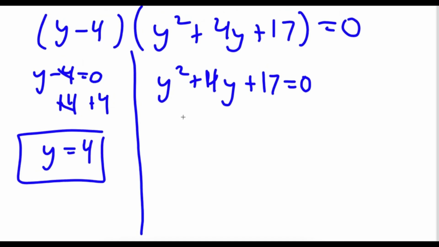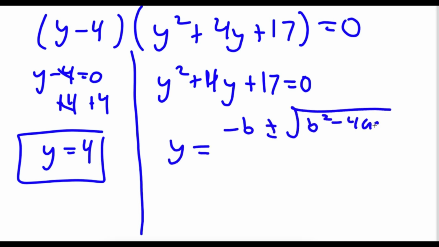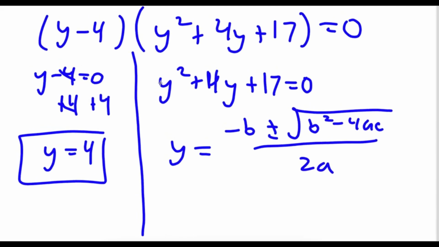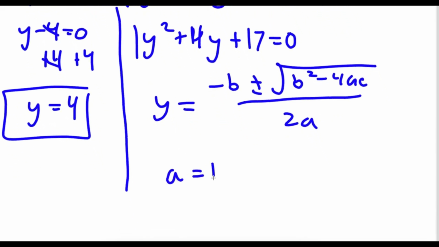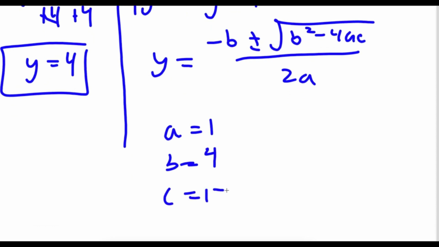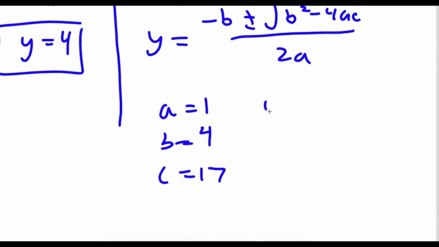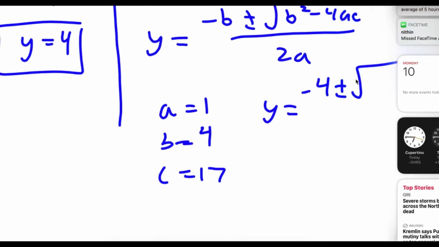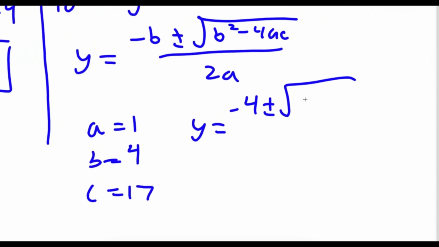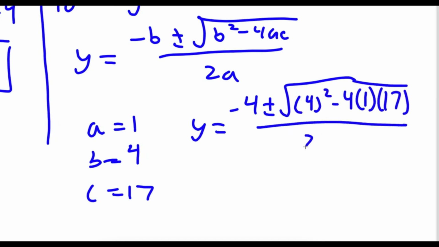For y squared plus 4y plus 17 is equal to 0, I can use the quadratic formula, which is negative b plus or minus the square root of b squared minus 4ac all over 2a. So in this case, a is equal to 1, b is equal to 4, and c is equal to 17. So now I have negative 4 plus or minus the square root of 4 squared minus 4 times 1 times 17. Now I have this all over 2 times 1.